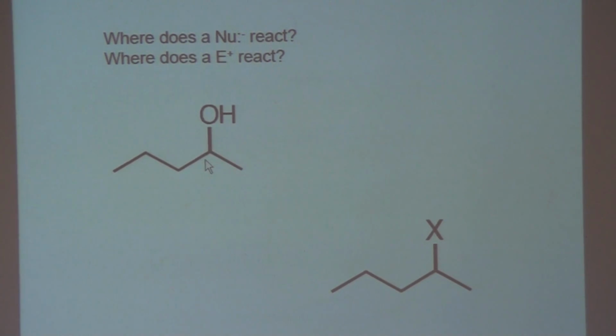Any other places you can react? You can also react at the H here, because remember that the alcohol behaves as either an acid or a base. So a nucleophile can react with the H and remove the H and form that alkoxide ion.